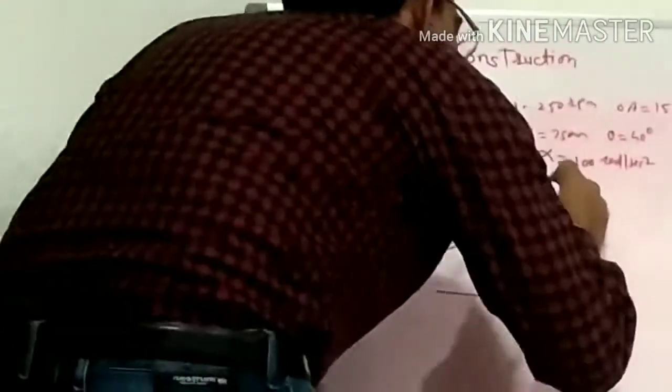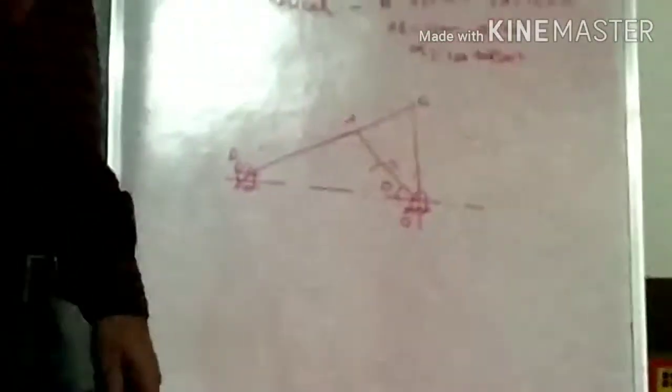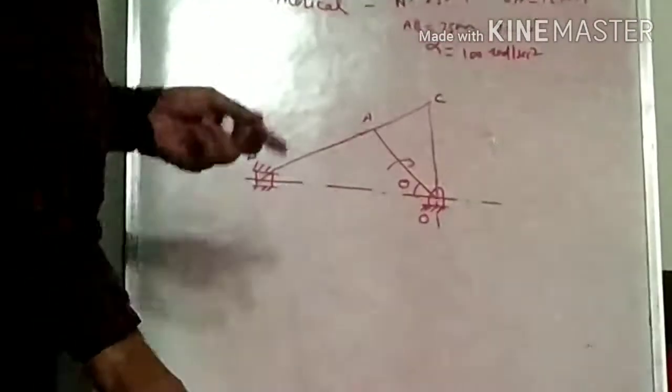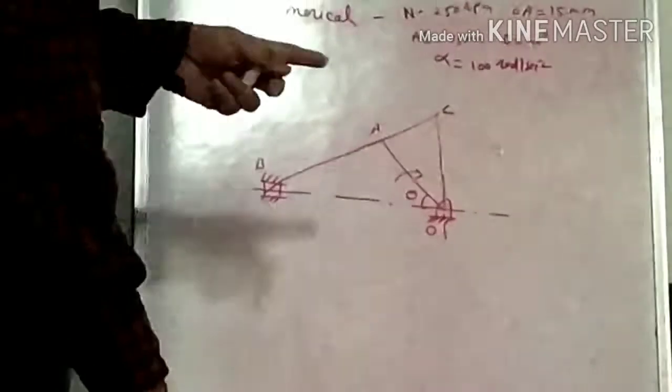Then extend the line which represents the connecting rod, that is line AB. So this point of intersection is point C. So OAC is the velocity diagram. Then the next important thing, the acceleration diagram.